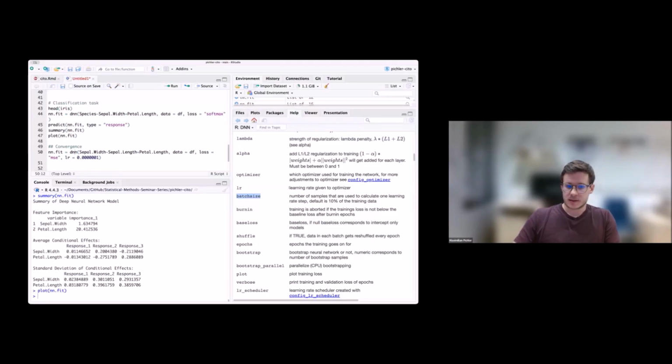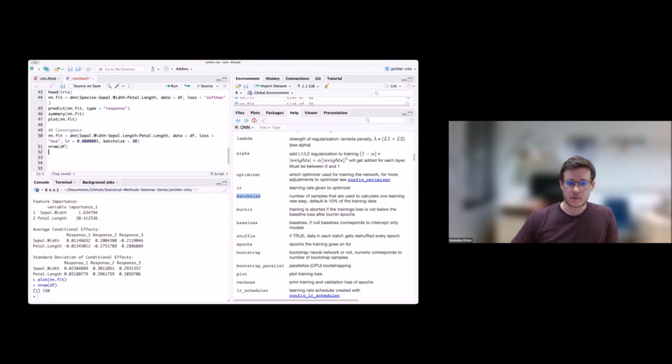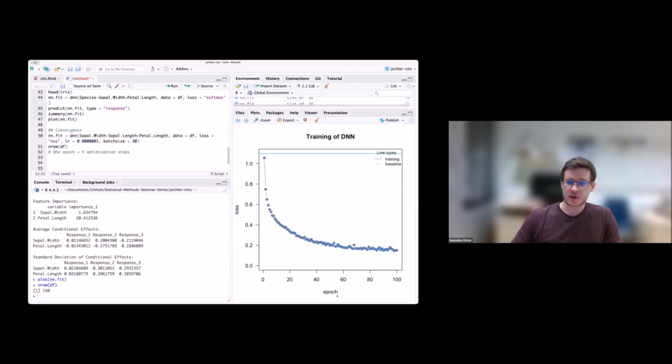And here we tell you that the batch size is the number of samples that are used in one optimization step. So if we have a batch size of 30 and we have 150 observations, actually one epoch consists of 5 optimization steps, because it will take 5 optimization steps to go once through our data set. So this is why we call this epoch and not iteration.